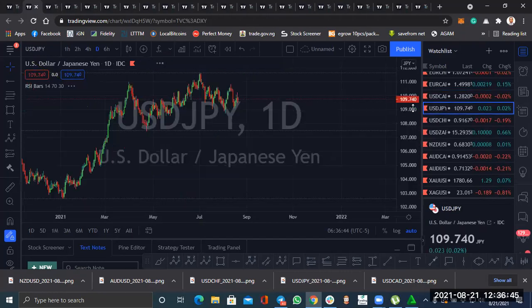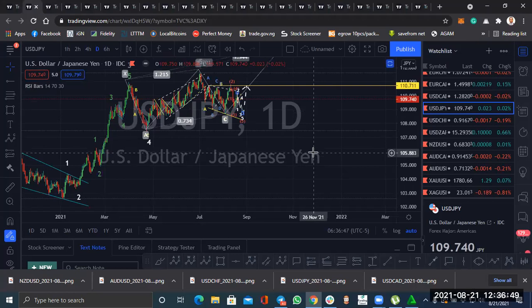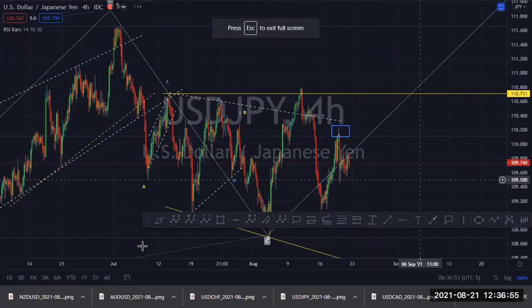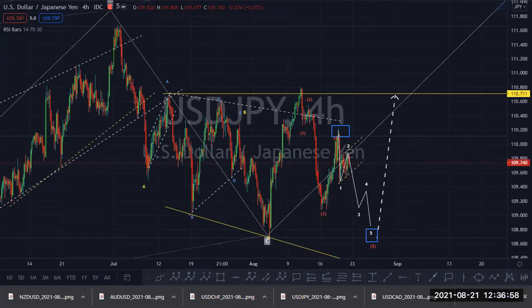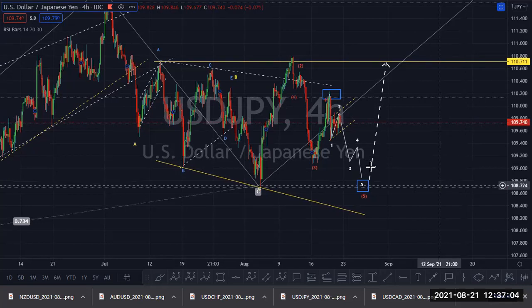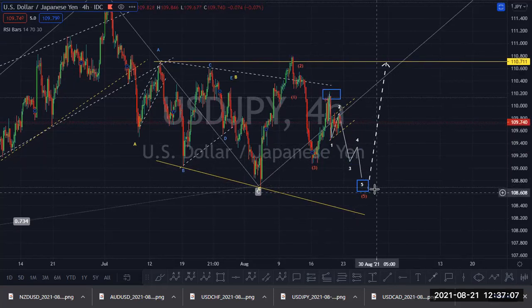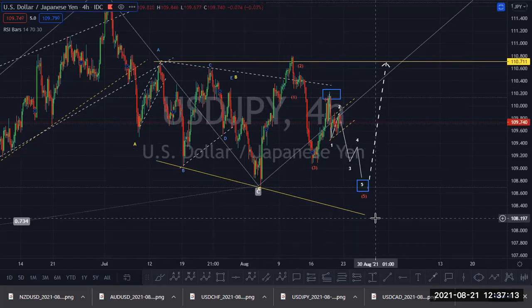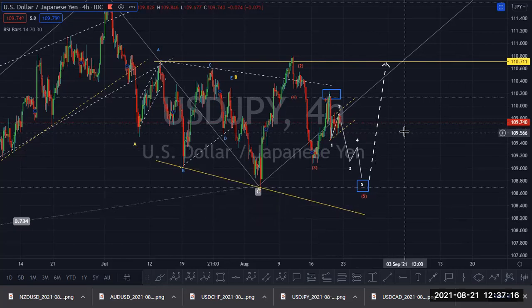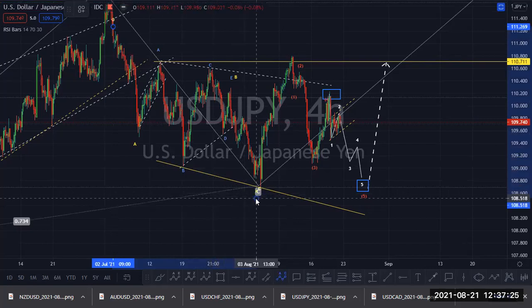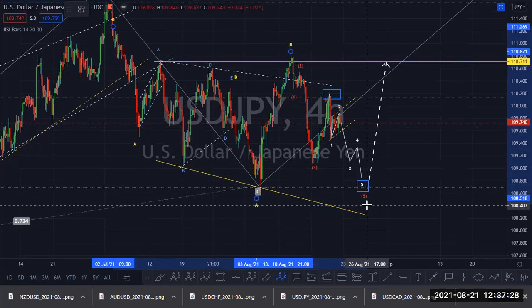USD JPY. Let's go to 4 hours. I'm looking at this as a 3 waves move, but to end this correction, this is a bigger A, B, C. So I expect it to... I didn't label it, let me label it. A bigger A, B, C.